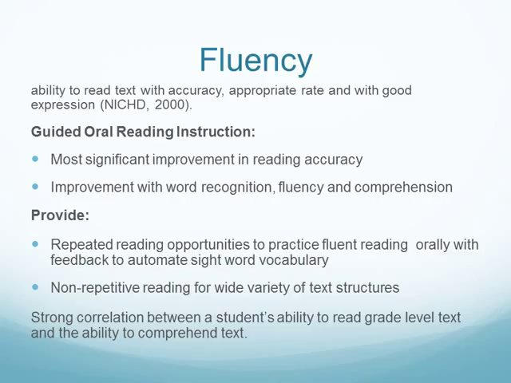It's necessary to provide repeated reading opportunities to practice fluent reading orally with feedback to ensure automaticity of sight word vocabulary. Create an atmosphere that incorporates techniques like modeled repeated reading, listening read-along, paired reading, and reader's theater. It's also necessary for students to have exposure to non-repetitive reading opportunities and a wide variety of text structures. Studies have found there is a strong correlation between a student's ability to read grade level text and the ability to comprehend that text.